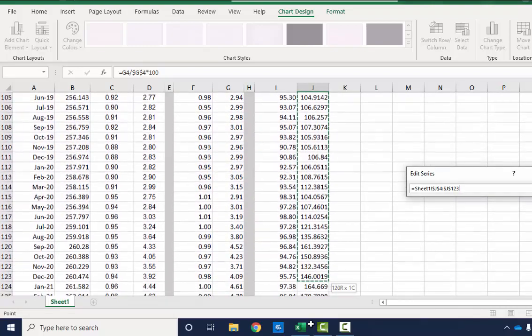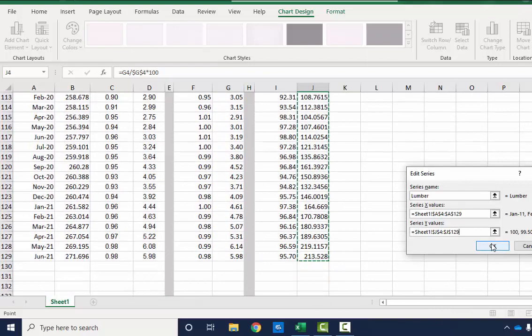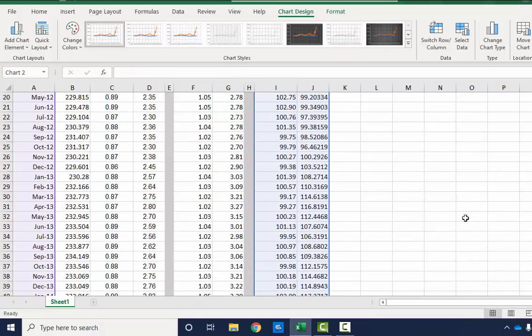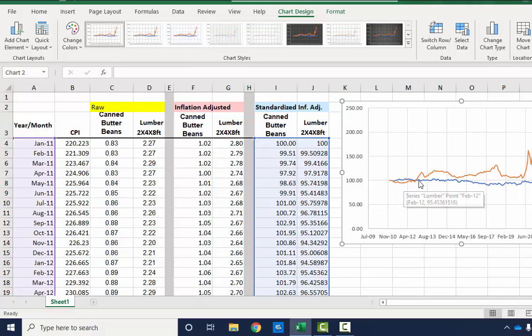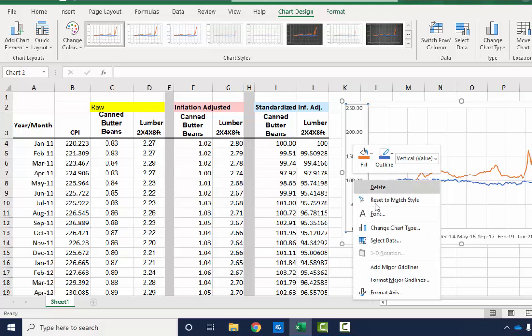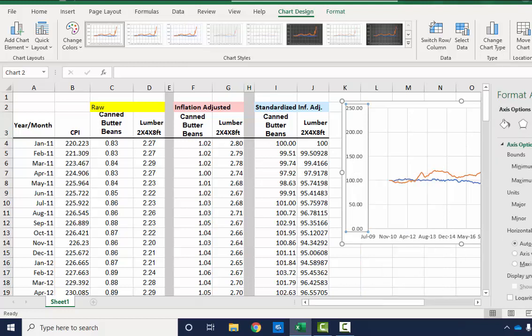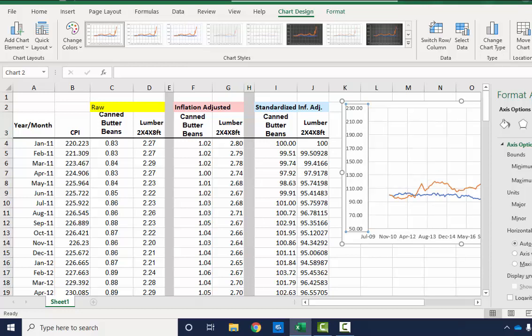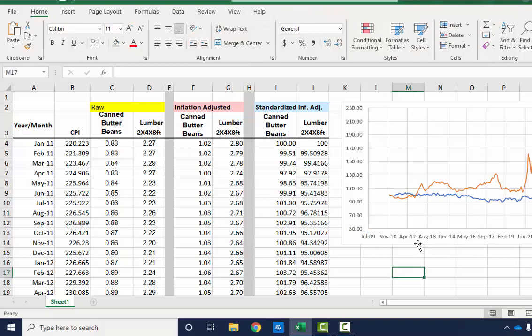Now, if I've done this right, they should start in exactly the same spot. Let's see if I did. I hope I did. They should start together. Yeah, look, they did. They started together. This is butterbeans, and this is what lumber's done. If you wanted to, you could fix this again, like see how it started at 0, and you could start it at like maybe 50. Go ahead and do that. Format axis. Change the minimum to 50. All right. And then you could do the same thing for this side. You notice that it starts in June 09. We don't even have that. We could start it in January 11, but I'm not going to bother. So here it is. See this thing?